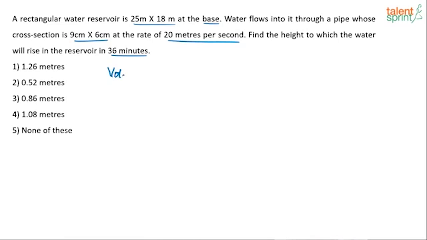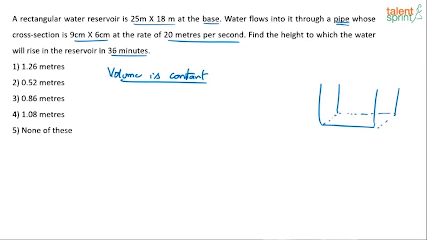The whole idea here is the volume has to be constant. Volume is constant. Meaning what? The volume of water discharged by this pipe equals the volume of water that is there in the reservoir. If you understand, there is a reservoir, the base is rectangular. This is the reservoir, right? And let's say there is an inlet pipe which is throwing water into this reservoir. So the area at this base is 25 by 18 meters.